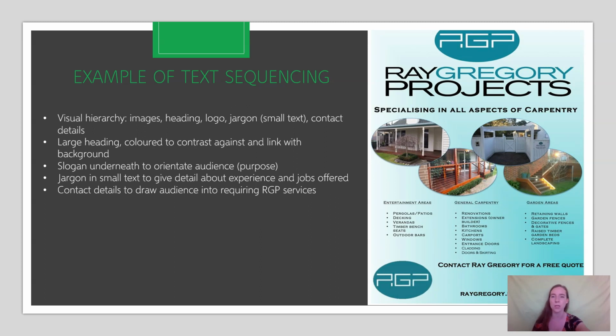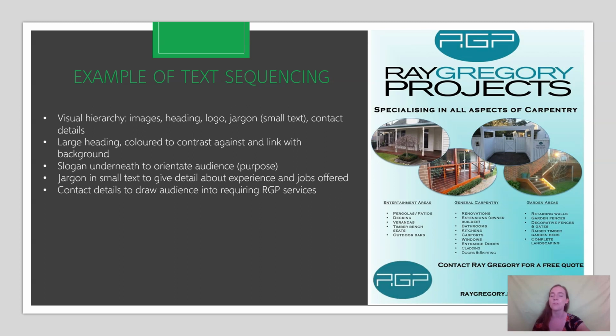So in terms of text sequencing, the large heading has capital letters and it's in colours that contrast but also blend with the colours already used. The capital letters demand the audience's attention, and that's really important for an ad. It needs to stand out and make the audience think, oh, I could use those. The slogan underneath, where it says specialising in all aspects of carpentry, is orientating the audience to the purpose of the ad. They are showing the audience that they are carpenters and they are here to do your jobs.